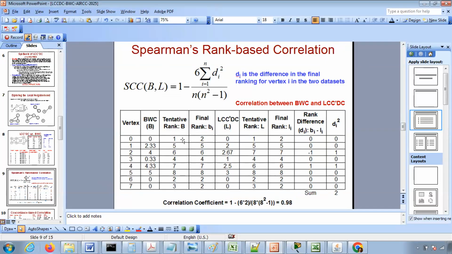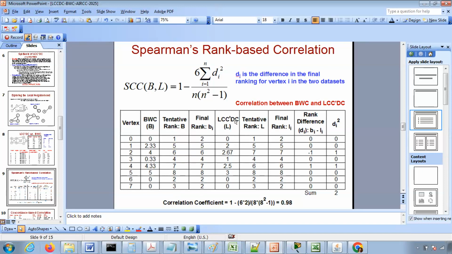And then for the final rank, if you have a tie, you break the tie by taking the average. So for example, three nodes have betweenness of 0. So the tentative ranks are 1, 2, and 3. But the final rank is the average of the tentative ranks. The average of 1, 2, and 3 is 2. So all the three nodes get a final rank of 2. If there's no tie, then the final rank is the same as the tentative rank.